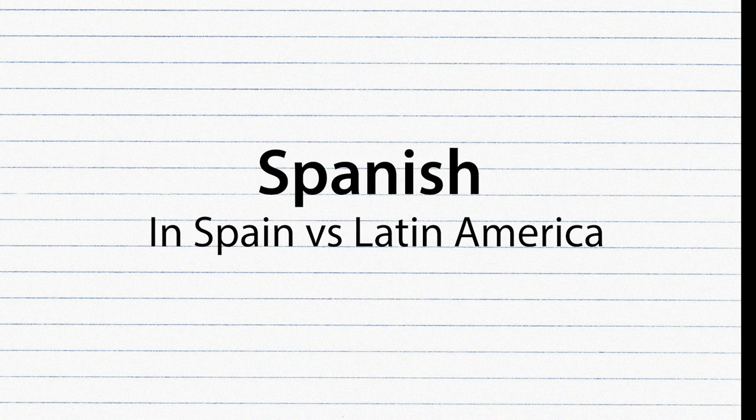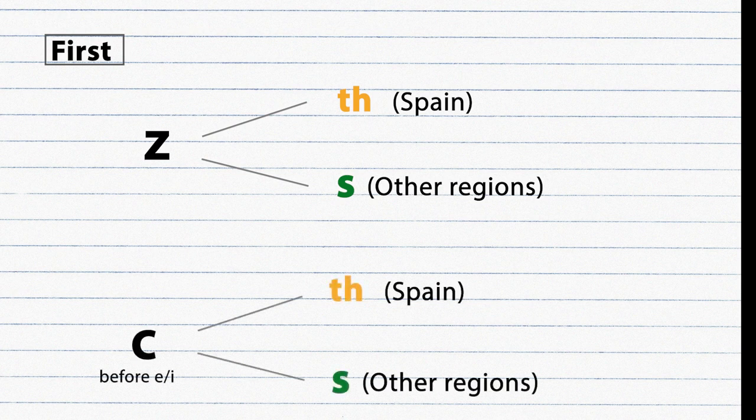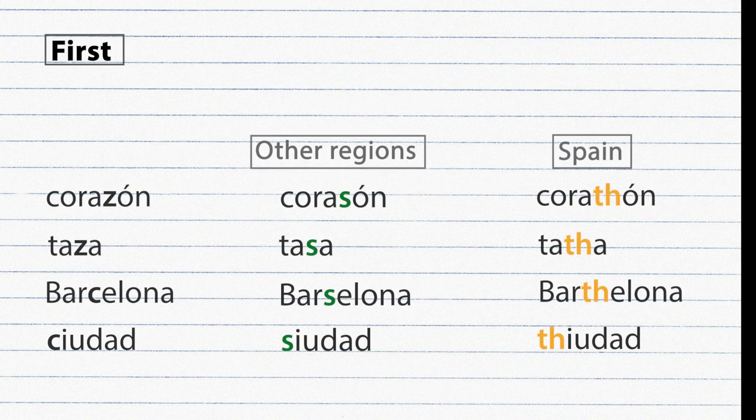There are two main differences between Spanish in Spain and the Spanish in Latin America. First, in Spain, the letter Z is pronounced as TH, as in the English word thing, but in all other regions it is pronounced as S. In Spain, the letter C before E or I is also pronounced as TH, but in all other regions it is pronounced as S. For example: corazón, taza, Barcelona, ciudad.